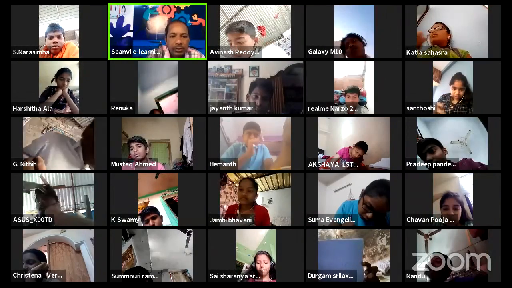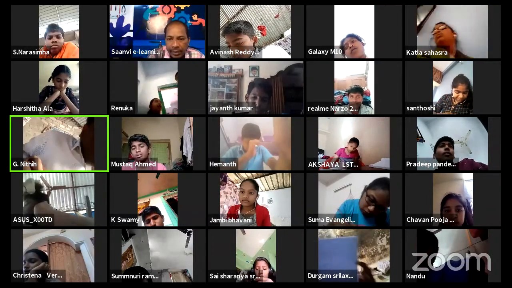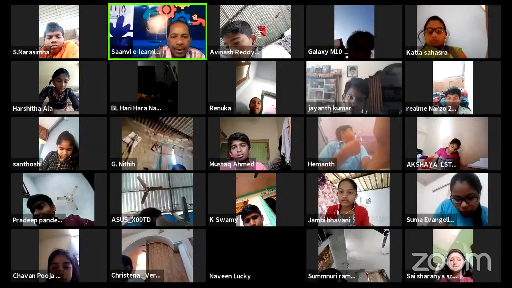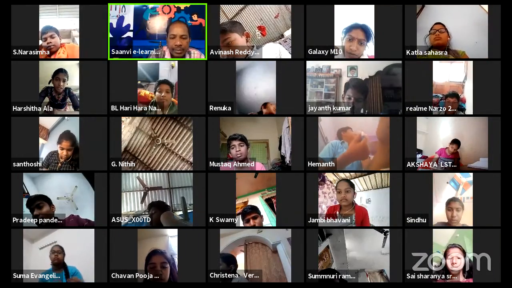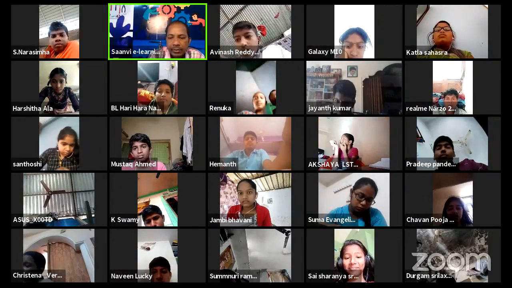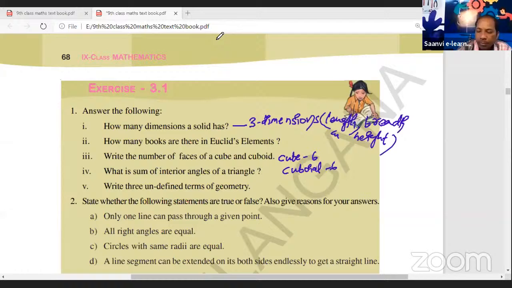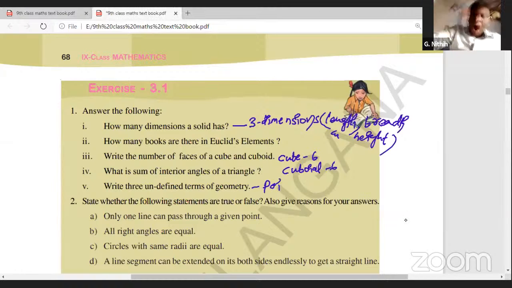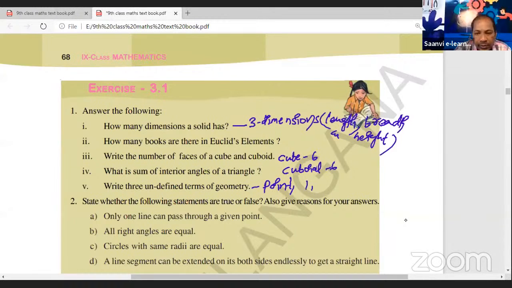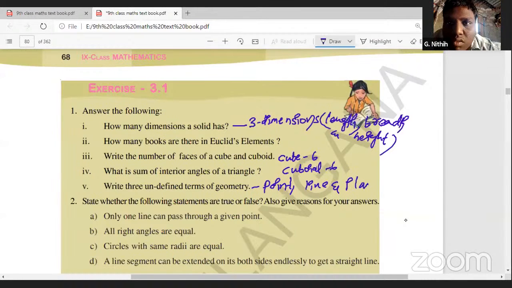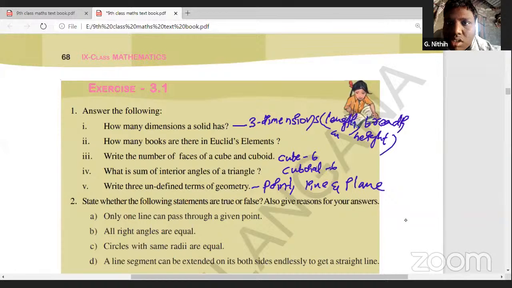So, according to Euclid, the three undefined terms are a point, line, and plane. Just now we have discussed, right? So the three undefined terms are point, line, and plane. Okay, right. Now see the second bit.